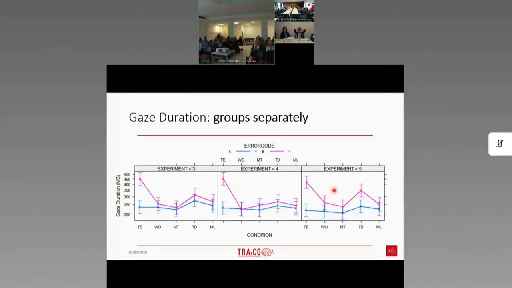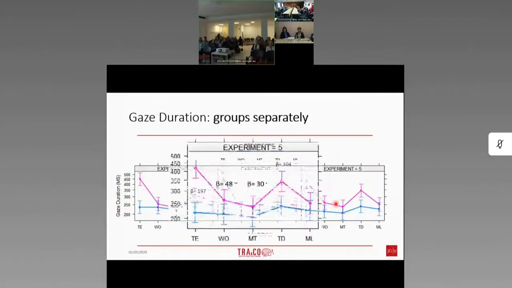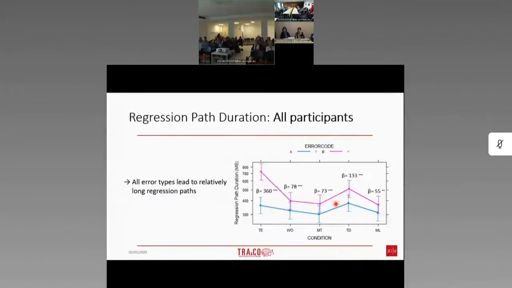And we can see, if we separate the groups again, that the effect is actually driven by the professionals. So we can see that the bilinguals, so the English bilinguals, show a little bit of an effect here, the German bilinguals don't, and the professionals show in the gaze duration an effect for nearly all error categories apart from misalignment. So clearly the competence here plays a role, not only the linguistic competence, but also the professional competence.